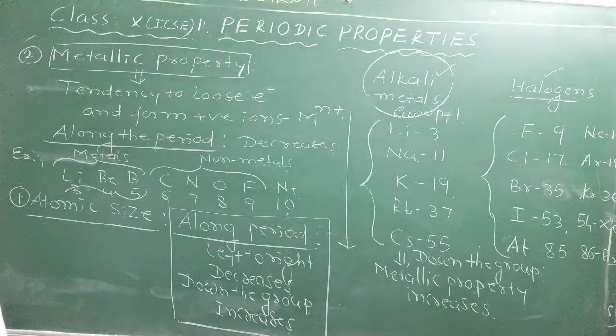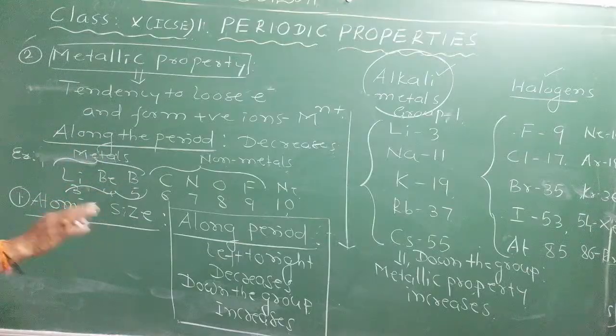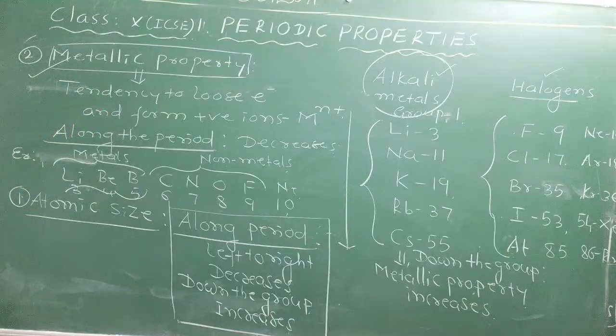Down the group. Why is this happening? We'll try to understand it again. Atomic size, I explained to you, and I want to clearly explain once again why the metallic property changes, and the non-metallic property. What is a non-metallic property? Non-metallic property is a tendency to gain electrons. The third property we have seen is the non-metallic property.